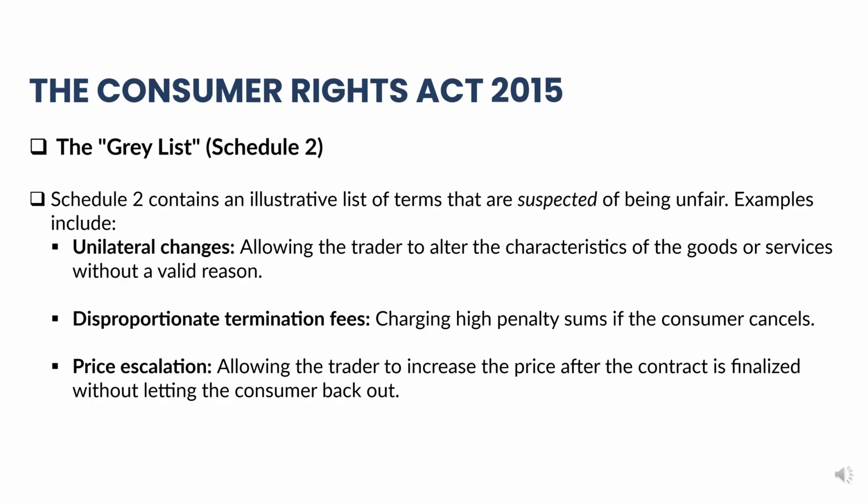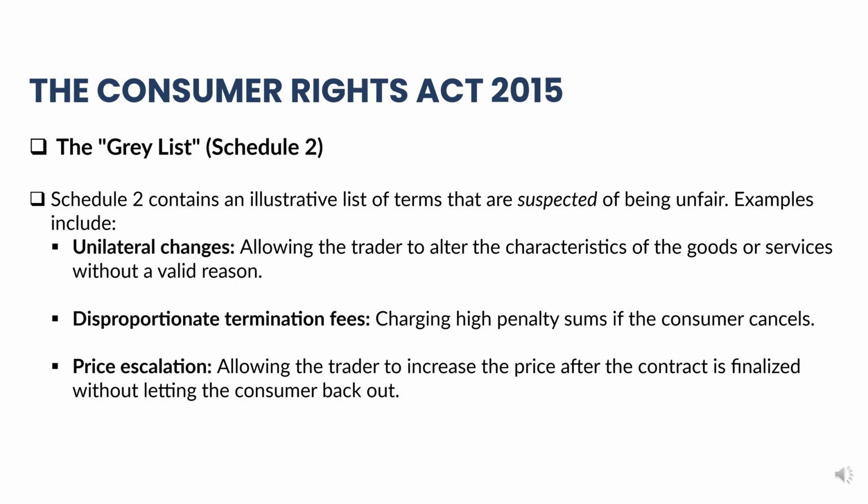In contrast to the blacklisted terms we saw earlier under Sections 31, 47, and 57, which are completely banned, the terms on the gray list are not automatically void. Instead, Schedule 2 contains an illustrative list of terms that are strongly suspected of being unfair. It effectively shifts the psychological burden onto the trader to prove why such a clause is necessary. Let's look at three classic high-yielding examples.